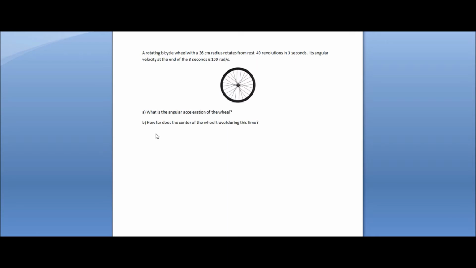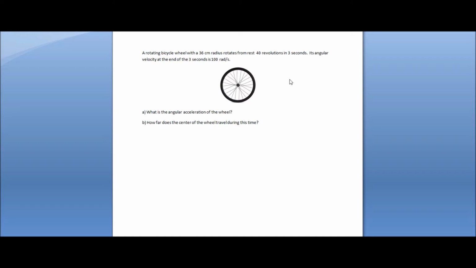Here we have a bicycle wheel that is going to revolve around its center and move down the road. And we have some information about that bicycle wheel up here. We need to determine the angular acceleration of the wheel and how far the center of the wheel travels during that time. The secret to angular kinematics is to realize that it's really not any different from linear kinematics. We're just going to have all angular terms instead of linear terms.